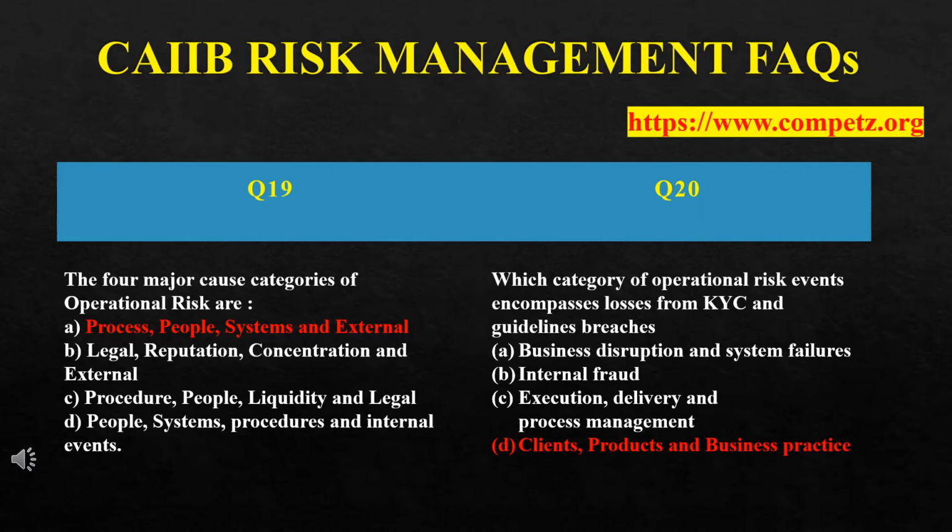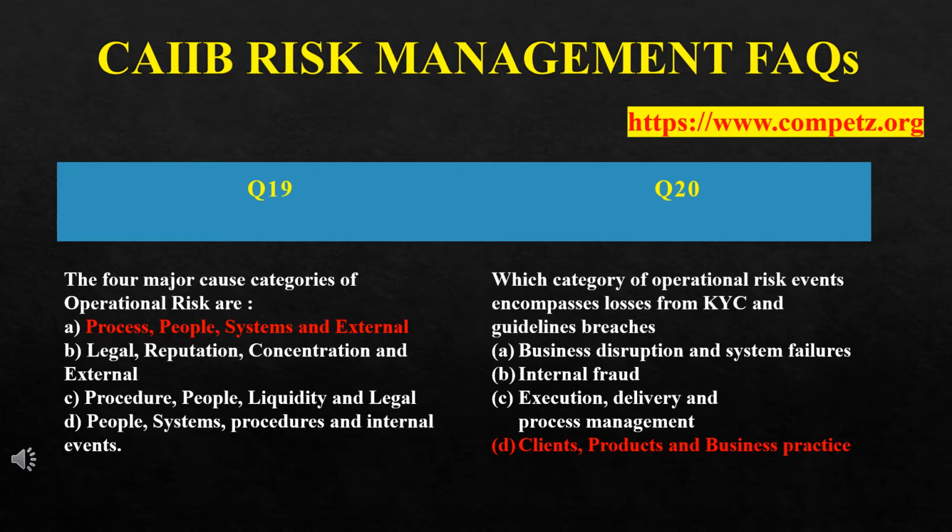The answer, as you can see here, is the first option, A, process, people, systems and external. Why is it? Friends, first let me ask what operational risk is. Whatever question they ask, the answer is in the question itself. The name will suggest half the answer, and half we need to think and tell. So what is operational risk? Operational risk is nothing but a risk of loss resulting from inadequate or failed people, processes, systems or external events.